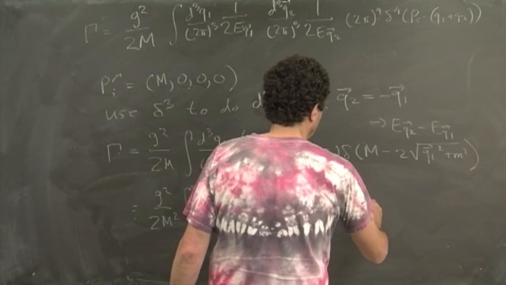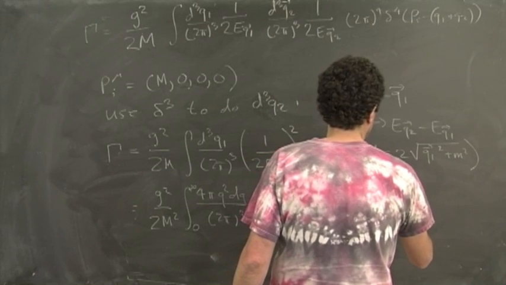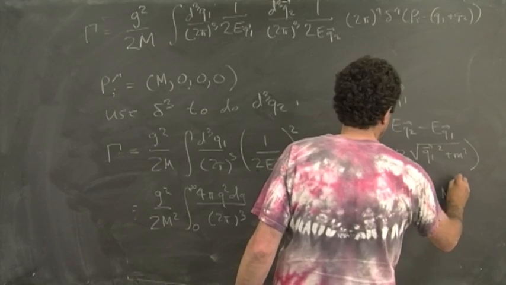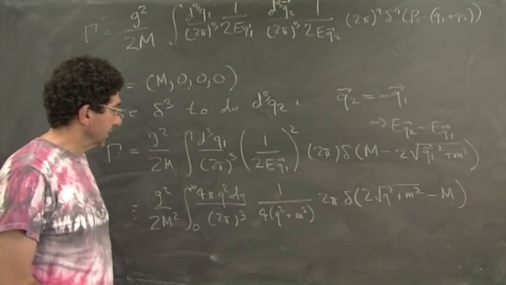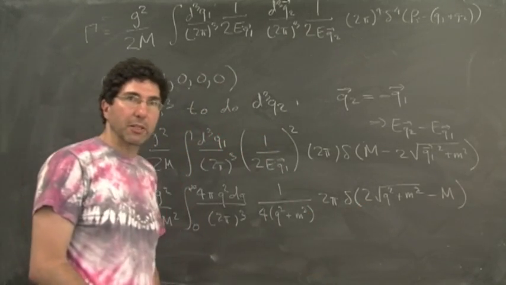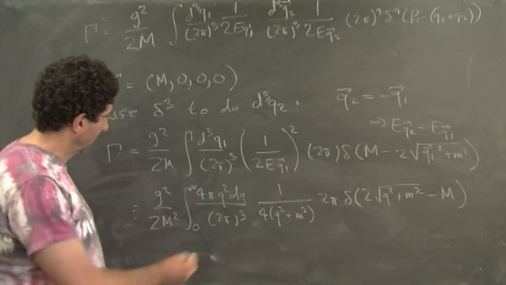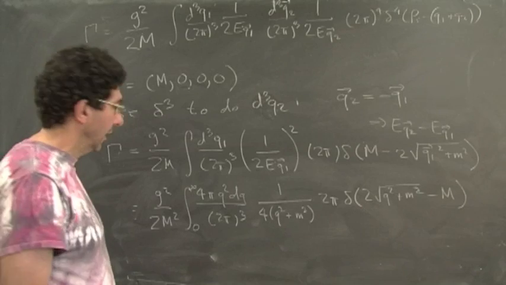Then I have my 2 pi. Now I have my delta, and it doesn't matter which way I write this. I can just write it like this: 2 times this thing here minus capital M. Okay? And now this is, again, the world's easiest integral because I have a single integral, but I still have one delta function here, right? Okay? So now there's a whole bunch of pi's and 2's and things that I want to collect.